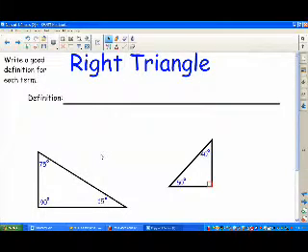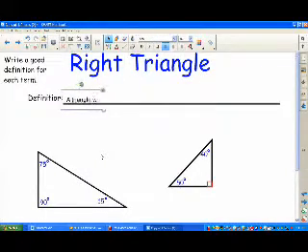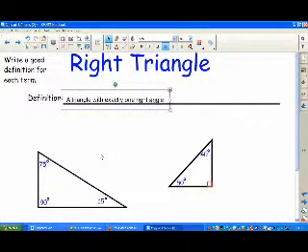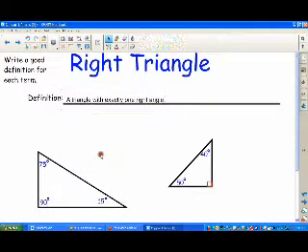Okay, a right triangle is a triangle with exactly one right angle. Can only have one. Okay, the other two can be whatever, any other acute angle, as long as it has exactly one right angle.